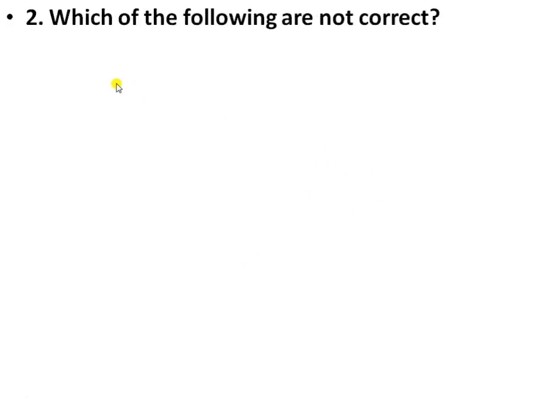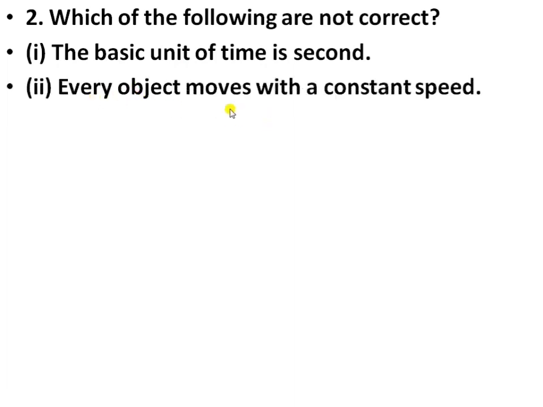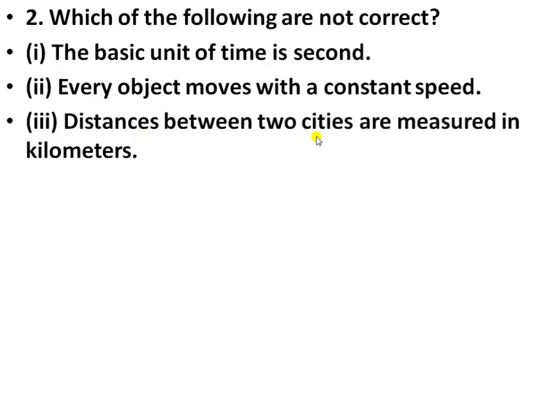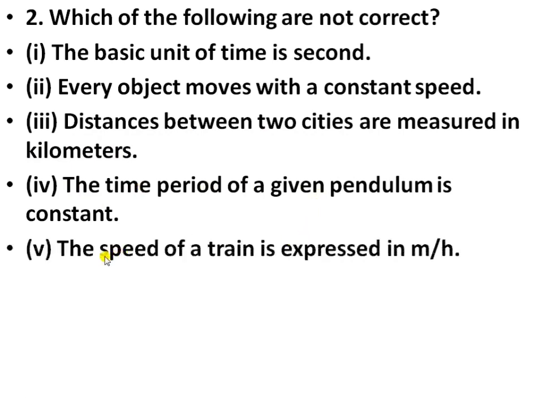Moving on to the second question: which of the following are not correct? The basic unit of time is a second. Every object moves with a constant speed. Distance between two cities is measured in kilometers. The time period of a given pendulum is constant, and the speed of a train is expressed in meter per hour. So you have to choose the incorrect statements.